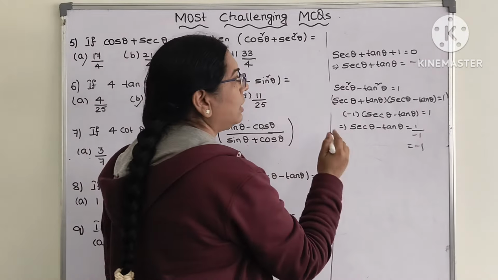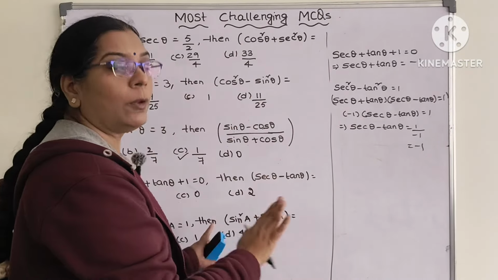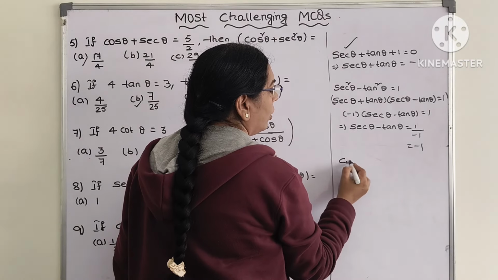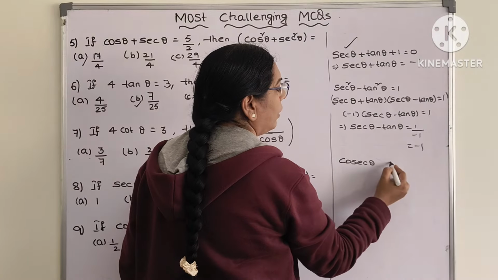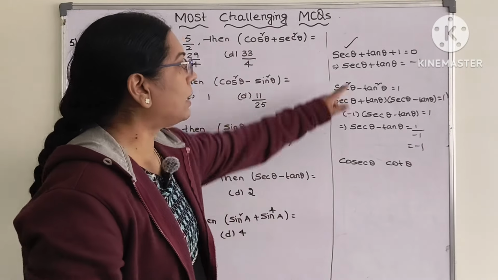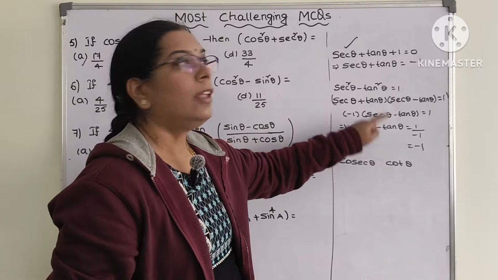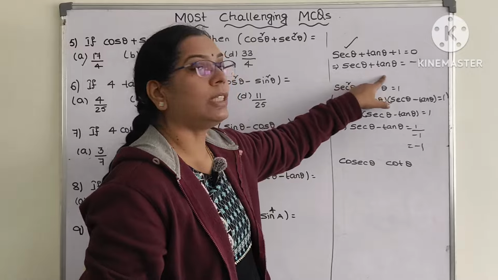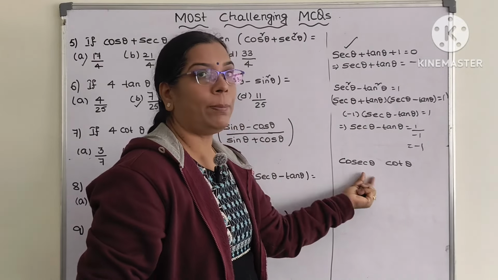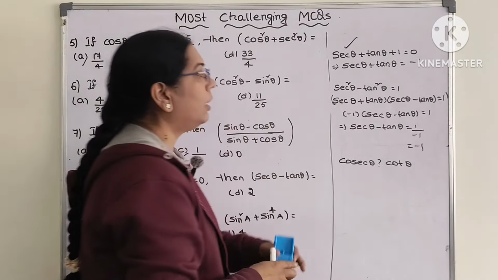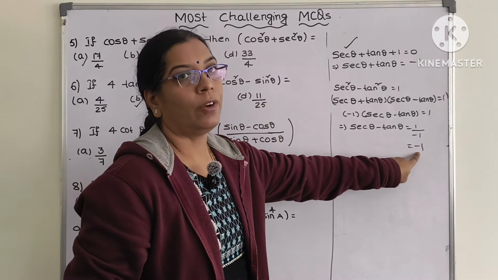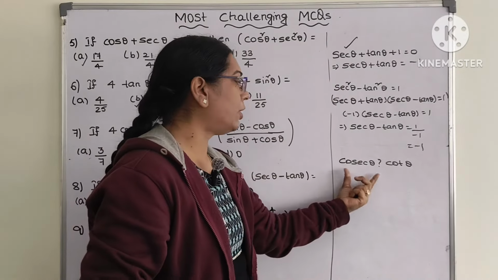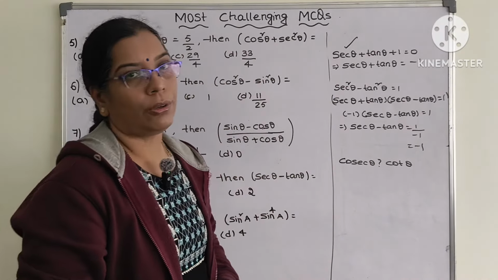See children, they may use this for secant theta plus cot theta, or they may use it for cosecant theta and cot theta. Here they are asking for secant minus tan. In another question, they will give you secant minus tan value. They may ask you secant plus tan value, or they may ask questions from this combination. Answer will always be 1 or minus 1. So whatever they give, secant tan combination or cosecant cot combination, this is how you have to do the sums.